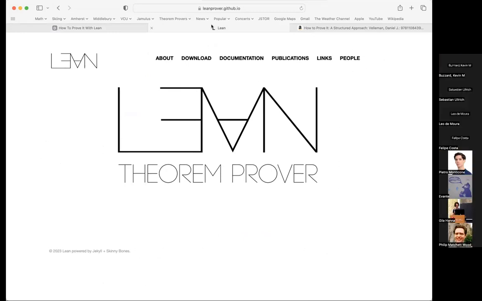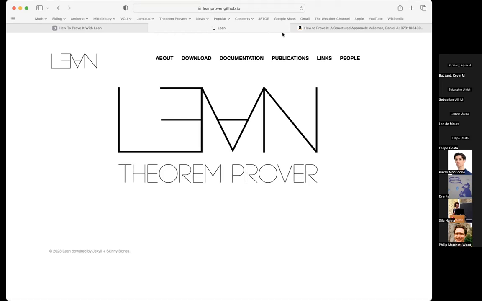And you can see it's described as a theorem prover. Sometimes people call it an interactive theorem prover or a proof assistant. But it's software that's supposed to help mathematicians write proofs. And I think for the moment, I won't say anything more about it, but I'm going to demonstrate it later. So you'll see more about how Lean helps with writing proofs.